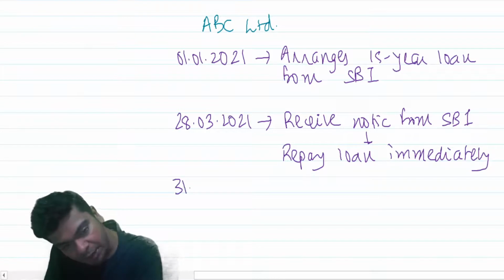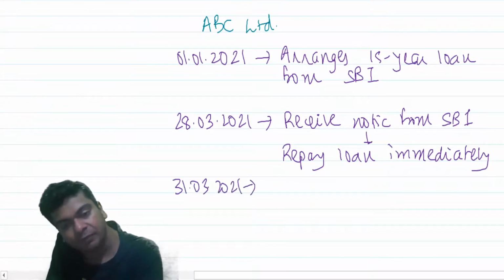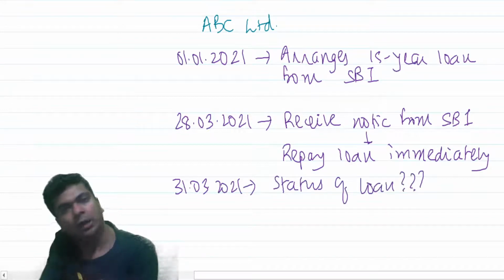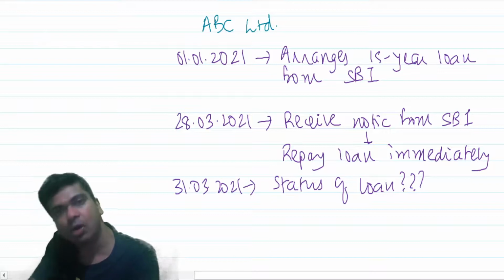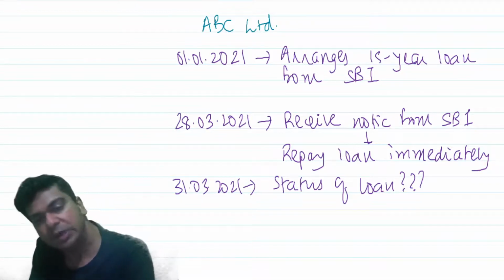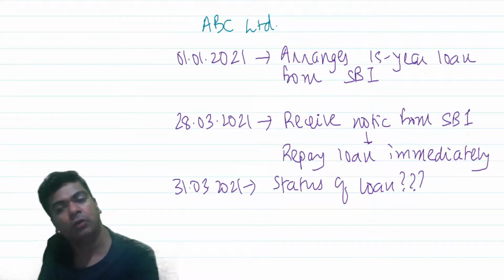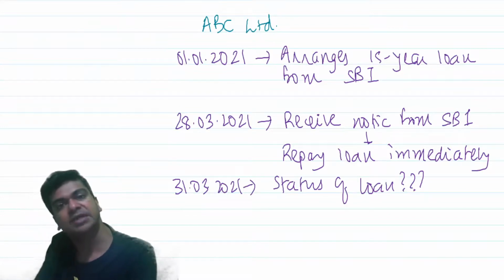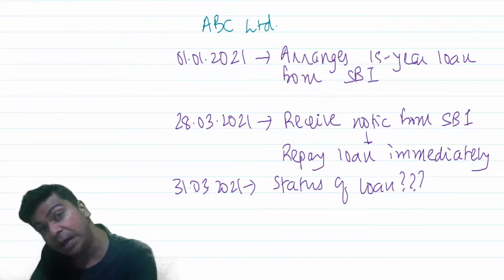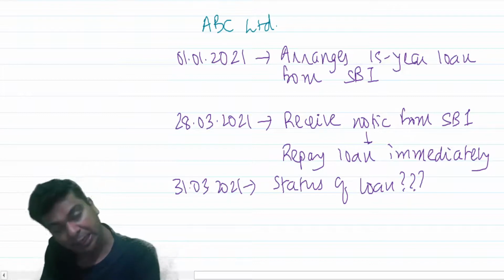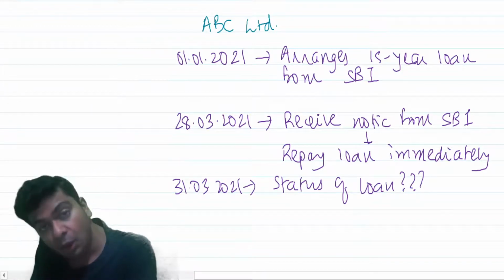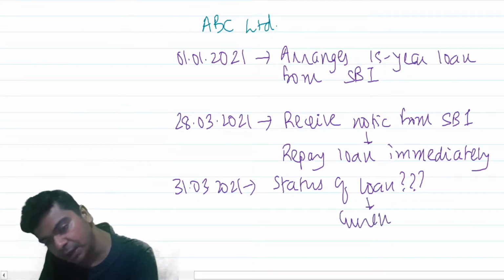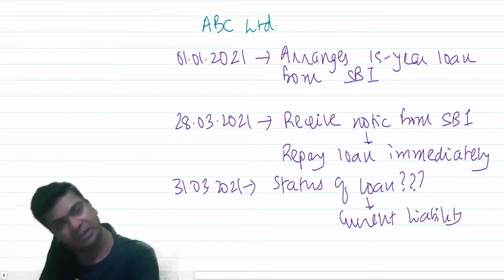Now, I will prepare my balance sheet on 31st March 21. On 31st March 21, the status of the loan will be the question. Should I show this loan as current liability or non-current liability? Think for yourself. On 1st January 2021, you have taken a 15-year loan. So this is a long-term loan arrangement. Naturally, I should classify this as non-current liability. But on 20th March 2021, it has become immediately repayable. That means it has now become a current liability. On 31st March 2021, I should report this loan as current liability.